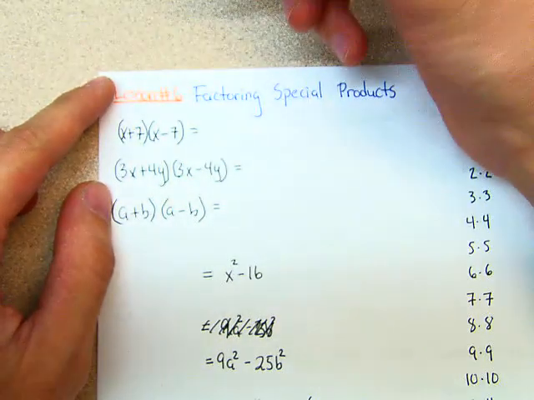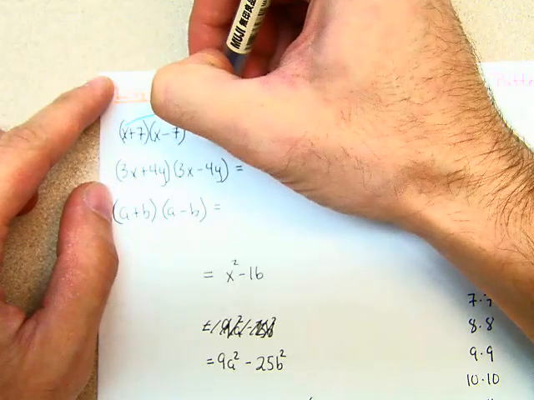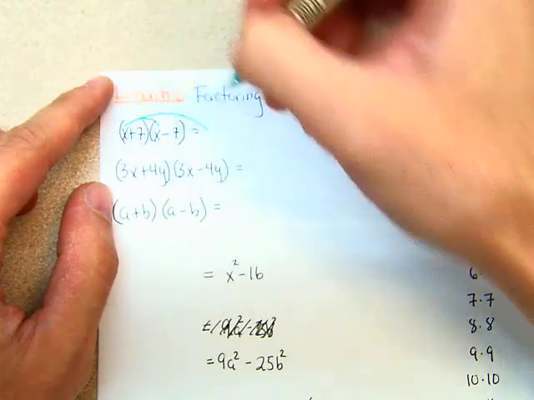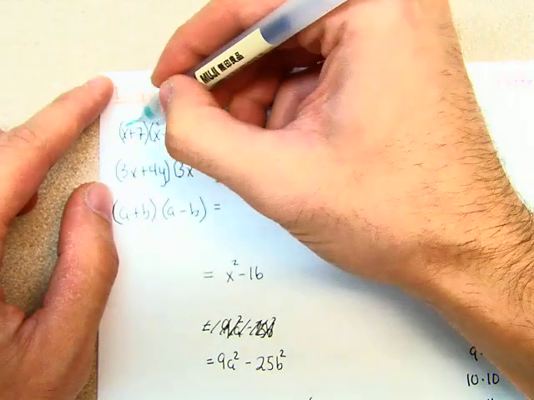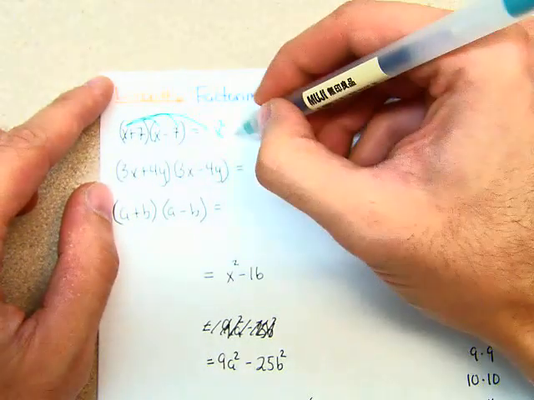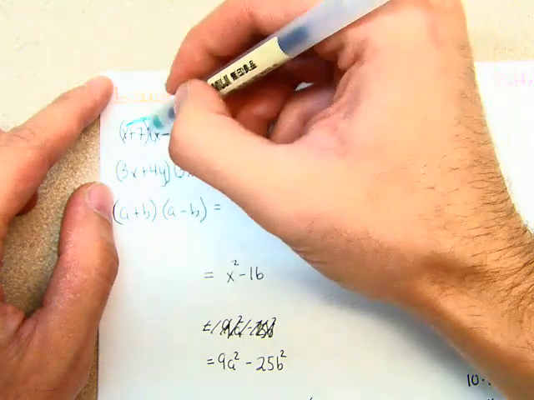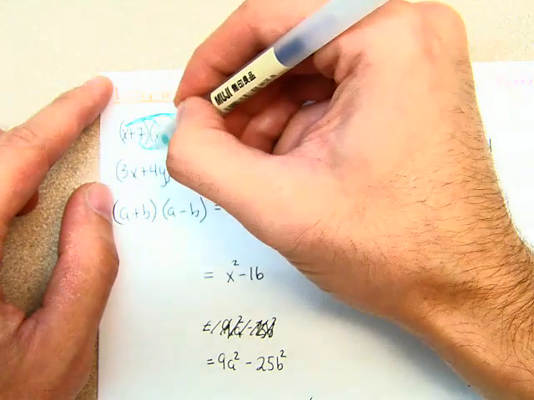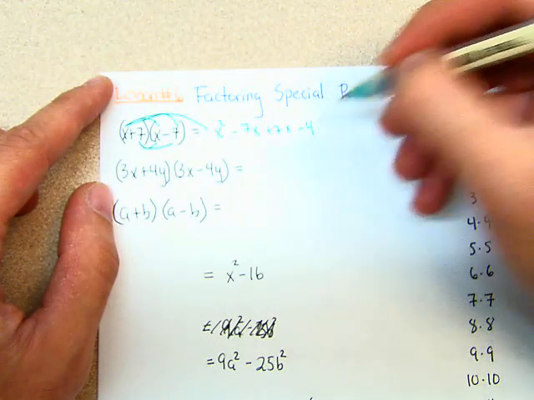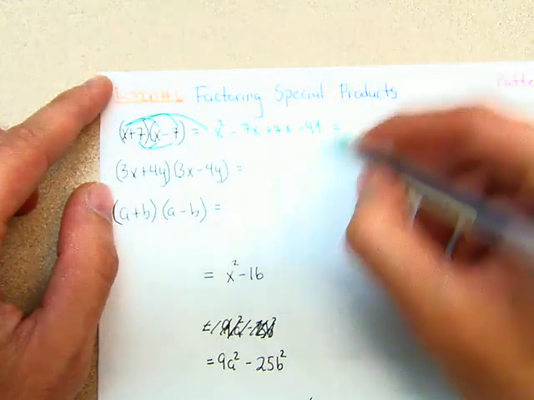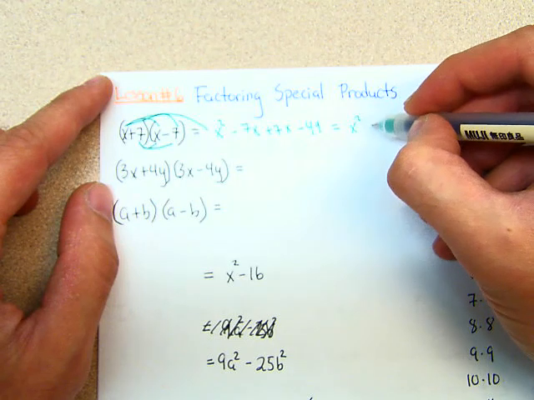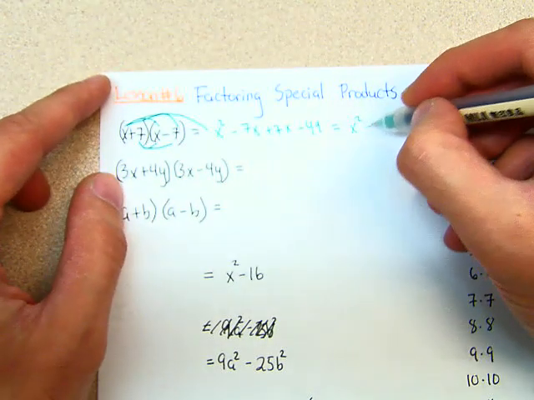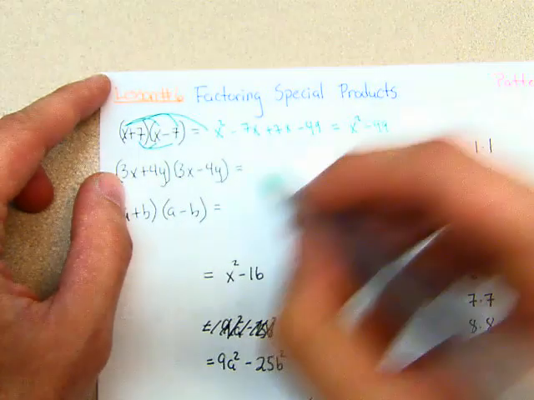Let's see, if we do FOIL, what happens? X times x is what? Is x squared, right? X times minus 7 is minus 7x. 7 times x is plus 7x, and 7 times minus 7 is minus 49. And what do we get when we combine the terms? We get x squared. The negative 7x and the positive 7x cancel out, so we just get minus 49, right?